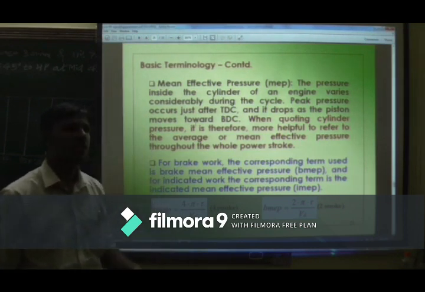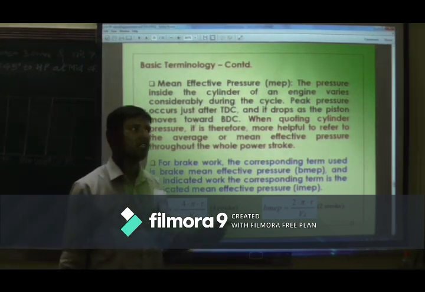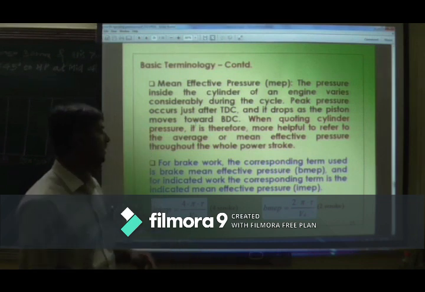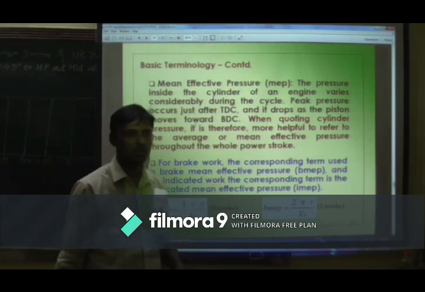If it is a single cylinder, k is equal to 1. If it is 4 cylinder, k will be 4 in that case. So this way we can calculate this BMEP.